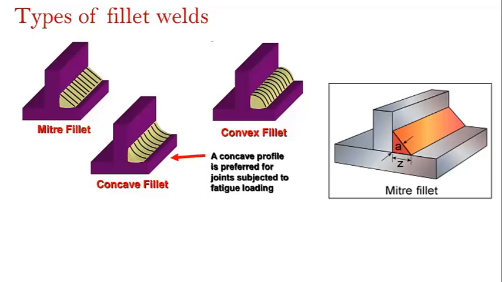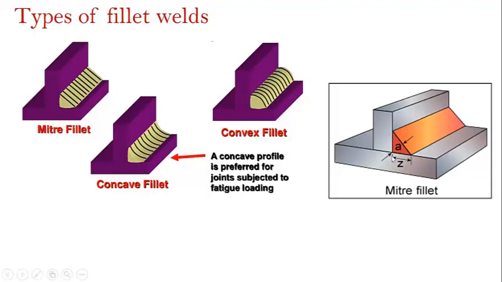And this weld can be provided in three different types. So the first one is miter fillet weld. So what does miter fillet weld indicate? Miter fillet weld indicates that if you are making the weld exactly in a triangular portion, then it is called a miter fillet weld. See, exactly in the triangular shape.